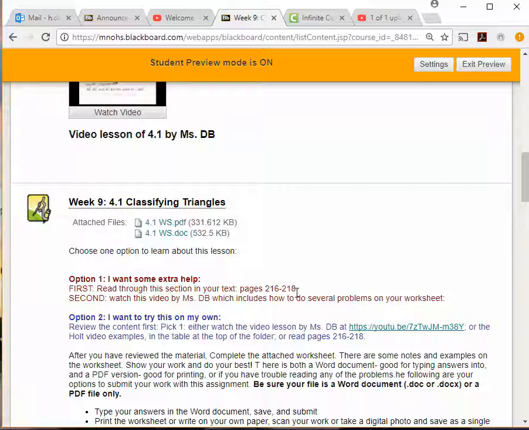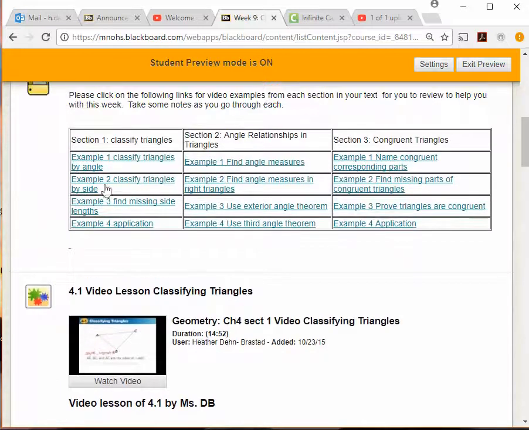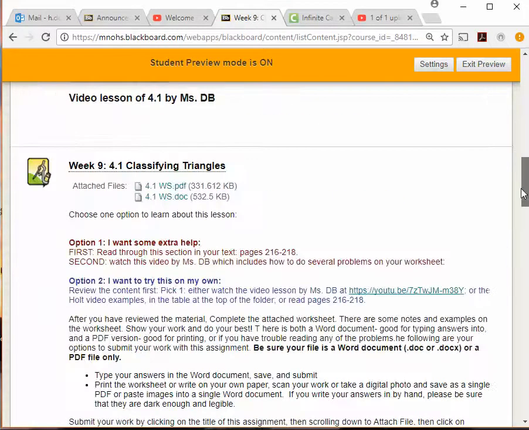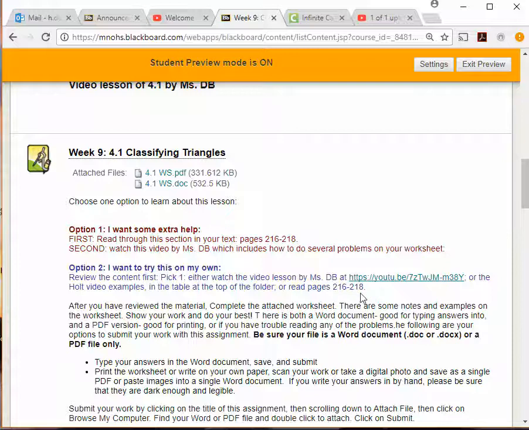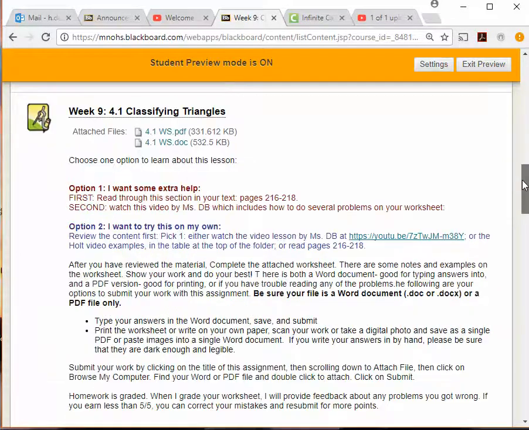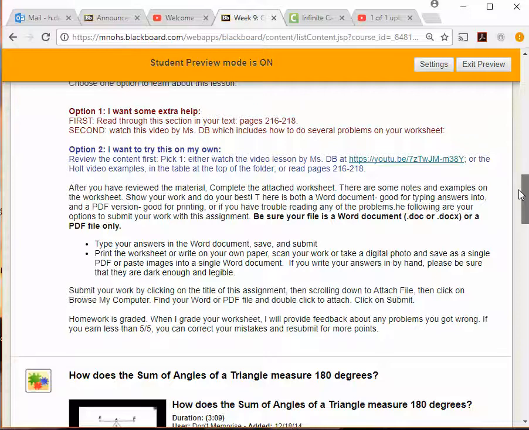So first, read through the section in your book, which gives you a good overview. Second, watch the video of me doing some of the problems from your worksheets and explaining as I go. If you're feeling pretty confident and want to try this on your own, either watch the longer video up here, or watch the videos from your text, or simply read through the section in your book if you're good at reading math books. Then try the worksheet. So you have two options for how you want to proceed.